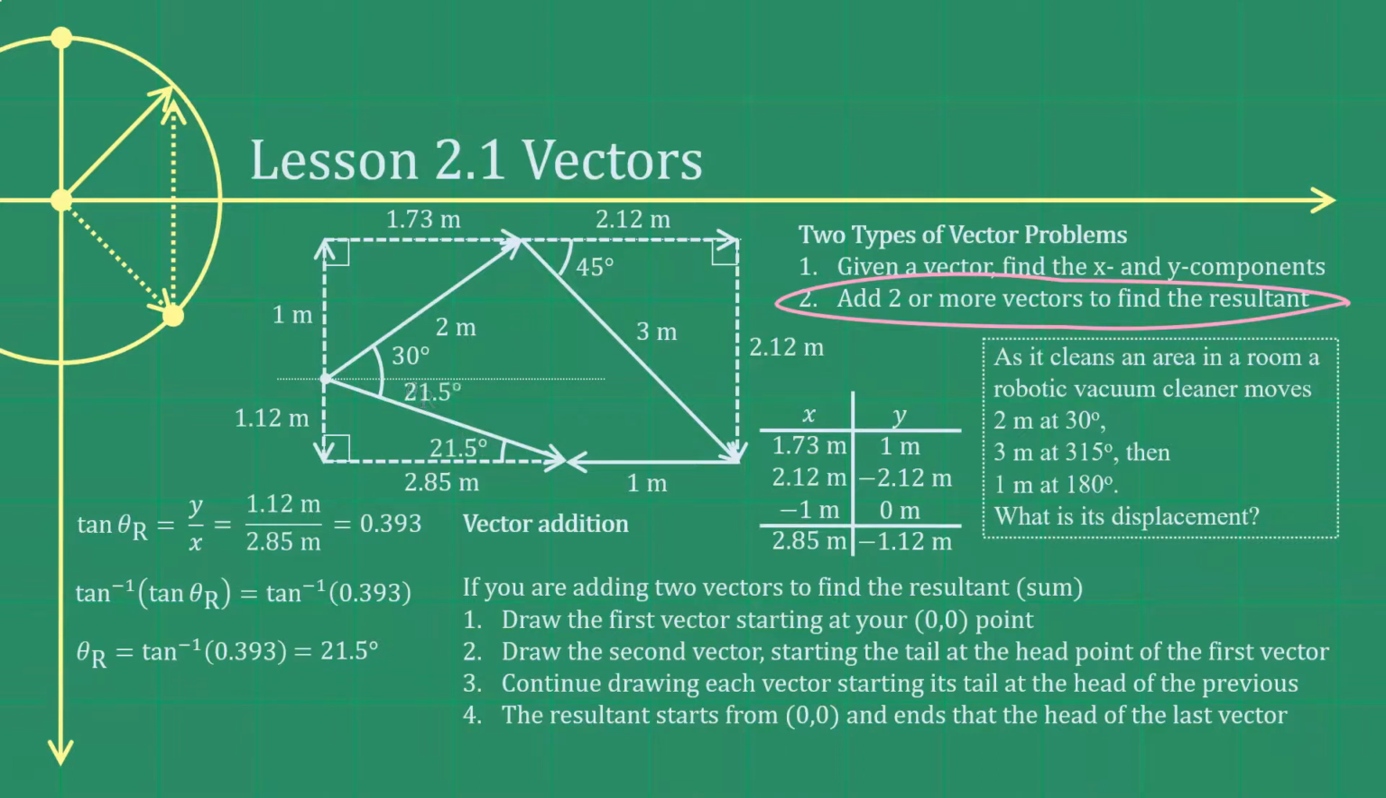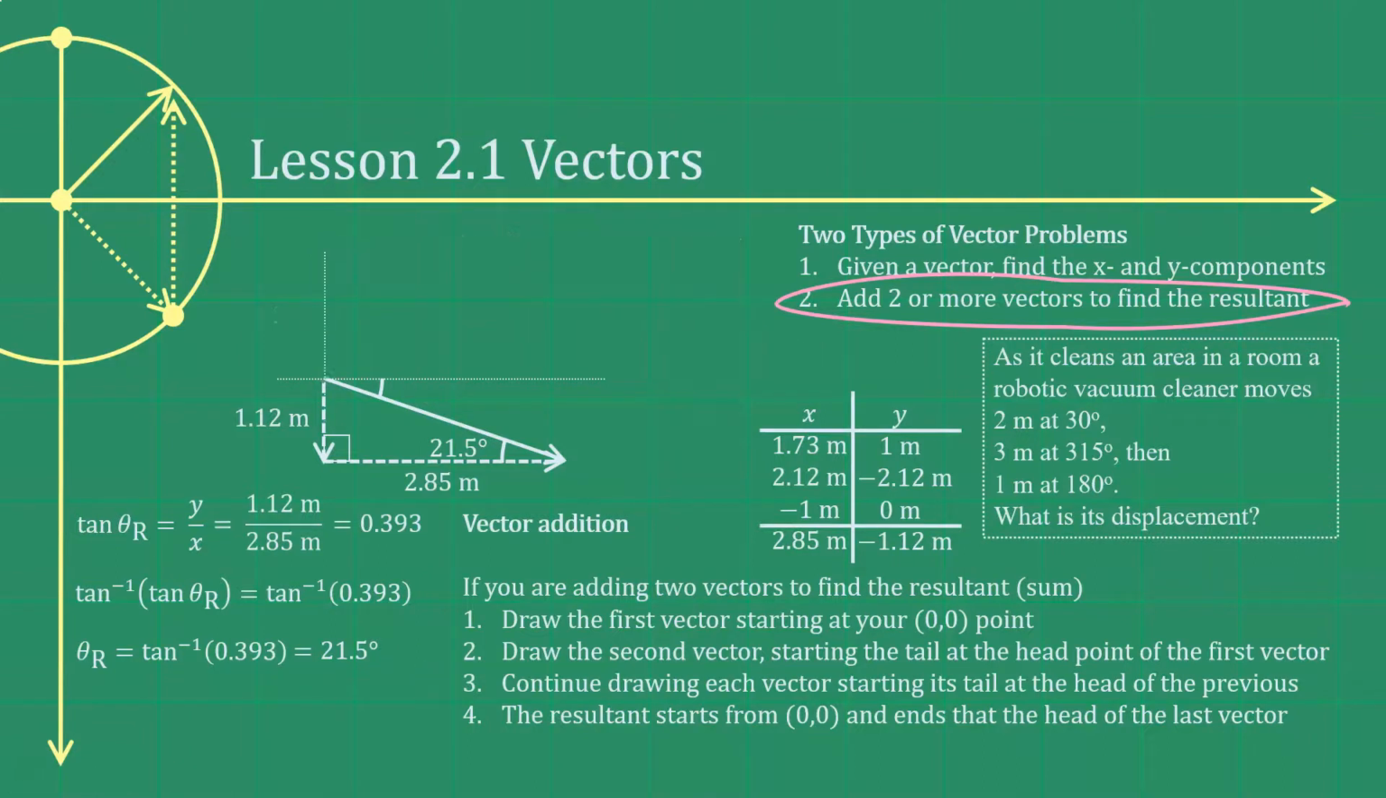I know that that's the same theta as my alternate interior angle, but the angle that I'm most concerned about is the top angle of my triangle. And I can figure out that one by considering that it has to be the complement of 21.5 degrees for a couple reasons. So I know it has to be 69.5 degrees.